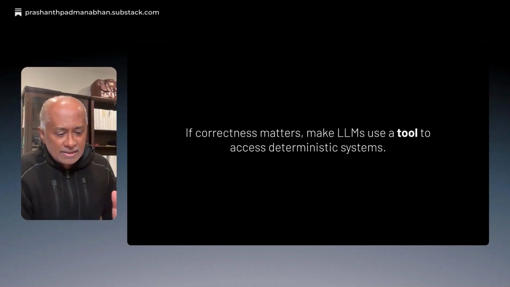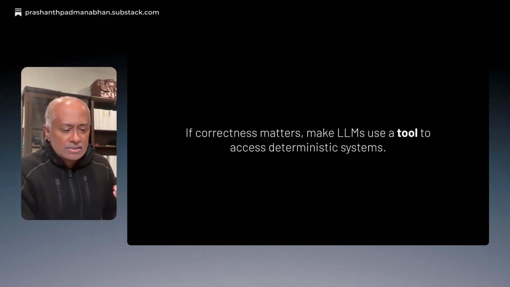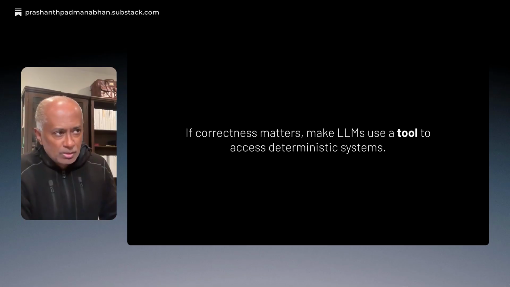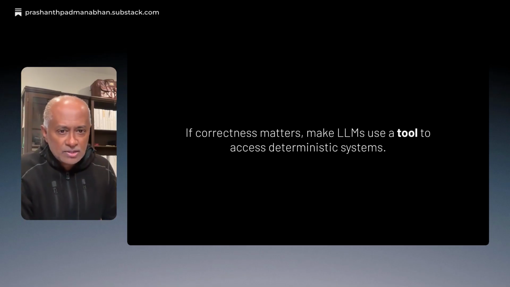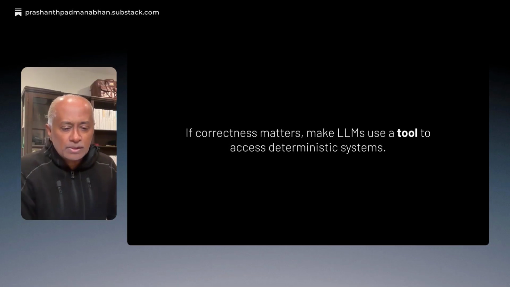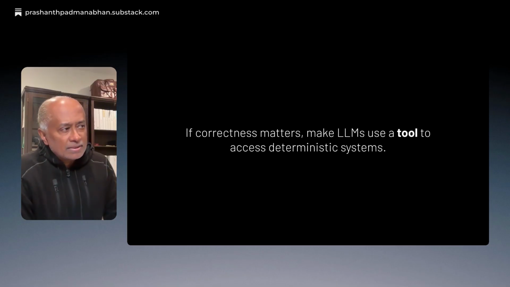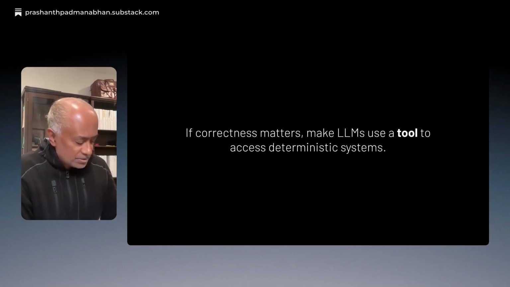If correctness matters, such as order status or the specific status of a project or similar factual information, then what product managers need to do is they need to make LLMs use tools. That means they should write the appropriate prompts that make LLMs use a tool to access deterministic systems like databases, documents, logs, and so on.